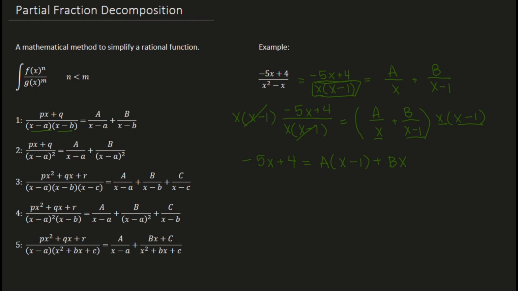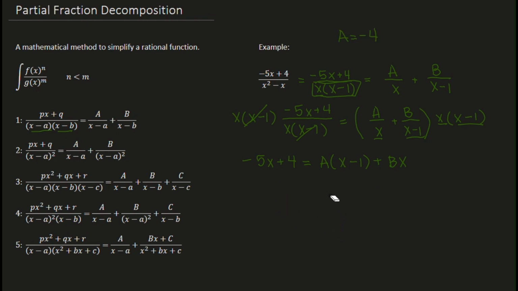What I mean by this is, let's let x equal 0. What's that going to do to my function? The left-hand side simply becomes 4. The right-hand side becomes negative a plus b times 0, which cancels my b out. This allows me to solve just for my a, which you can see is negative 4.